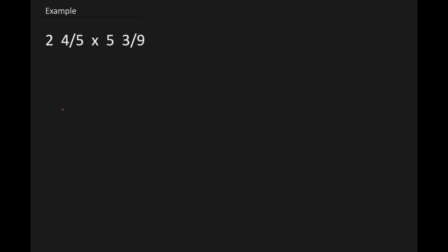Okay, so we have 2 4/5 times 5 3/9. Okay, so of course, first we have to convert into an improper fraction. Okay, so 2 times 5 is 10, plus the 4, right, is 14. 14/5. Then we have 5 times 9 is 45, plus 3 is 48.